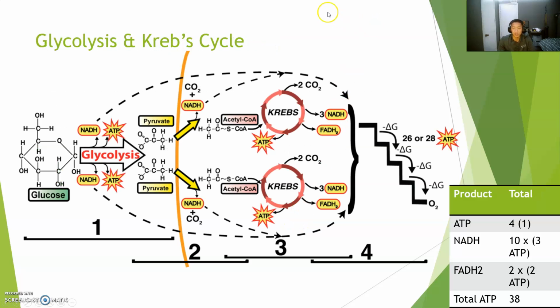So here we're going to start off with glycolysis and the Krebs cycle. We start off with glucose, and that is going to break down through a bunch of reactions and turn into two pyruvates. These reactions produce two ATPs and two NADHs. I'll get back to NADH later, as I'll talk about it in another process.